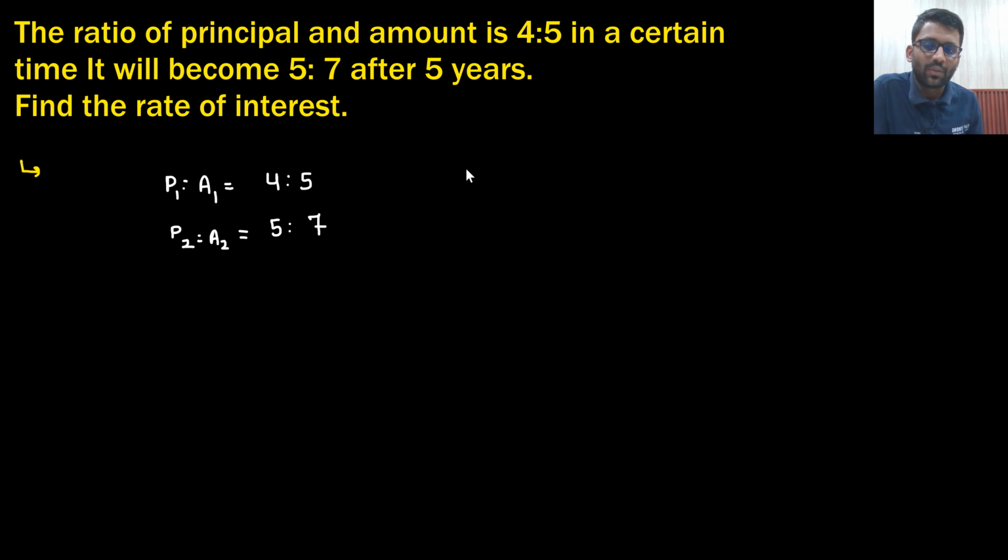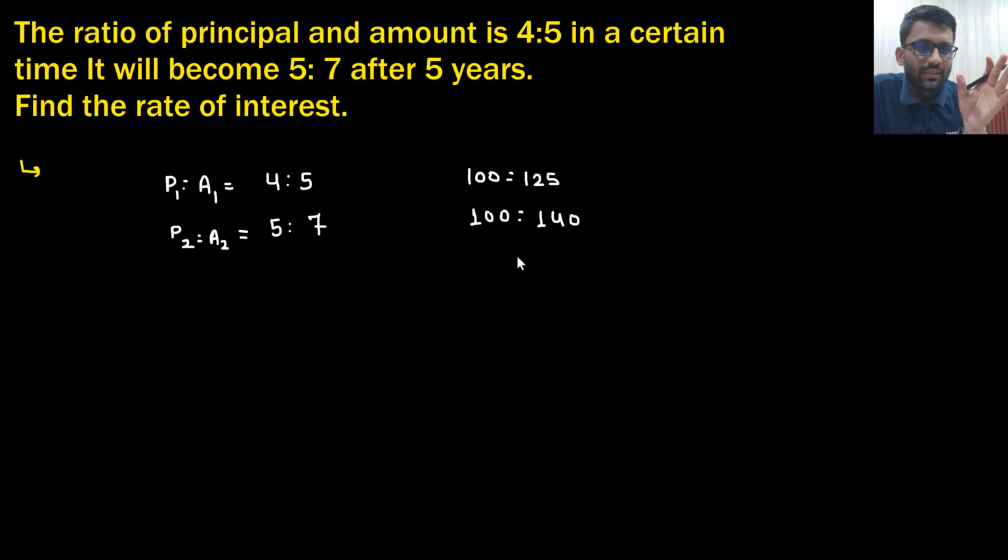I will multiply this ratio by 25, so it would be 100:125. And I will multiply this ratio by 20, so it would be 100:140. So initially the ratio was 100:125. Now the ratio is 100:140. Are you getting this point?